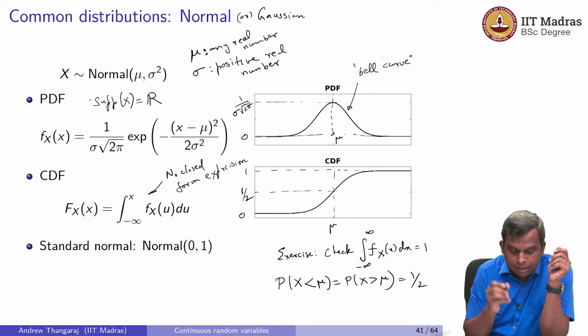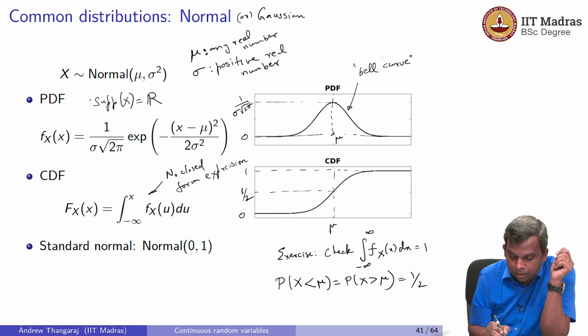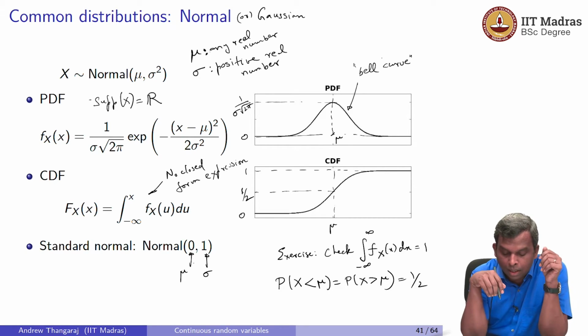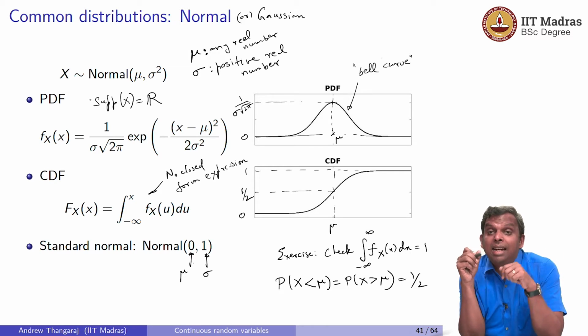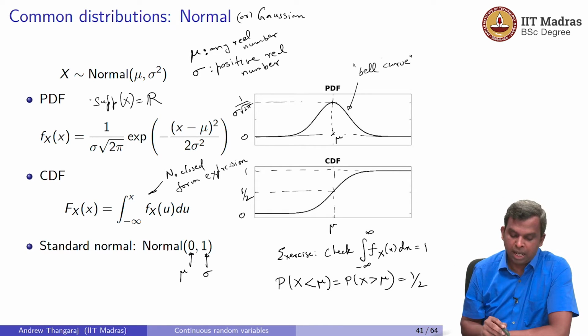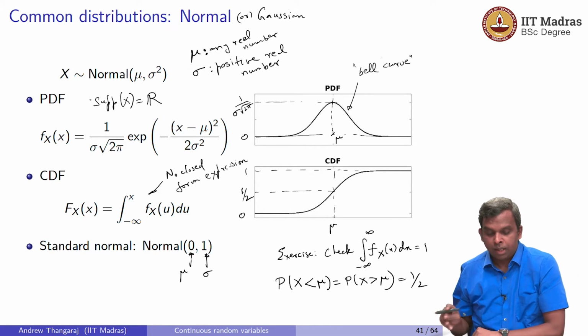Okay. So there is something called the standard normal. If mu is 0 and sigma is 1, sigma squared or sigma, because it's 1, that's called a standard normal distribution. It's got a special name, normal 0, 1.